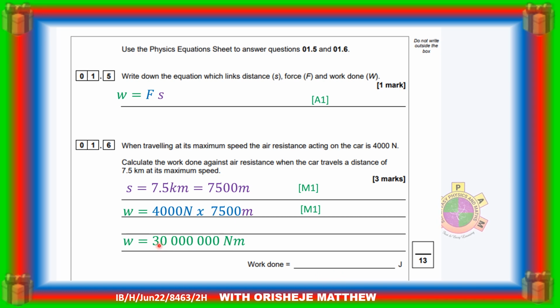So that will be 3.10 raised to the power 7 joule. So you have the last third mark there. Now, this is the last question on this, so let's go to question 2.